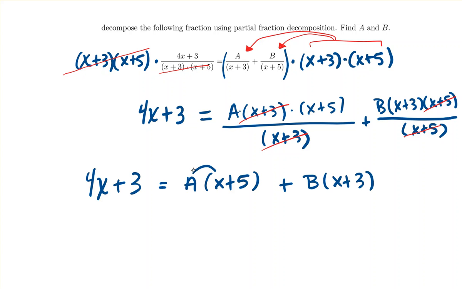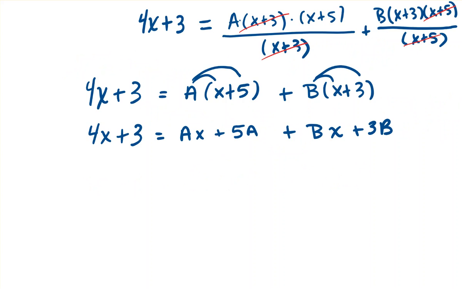Now let's distribute and gather like terms on the right side in our next step. Distributing throughout, we would get this. And now we'd like to group the like terms. We see we have an Ax and a Bx. Let's group that. And then we have a 5A and a 3B. We'll group that in our next step.